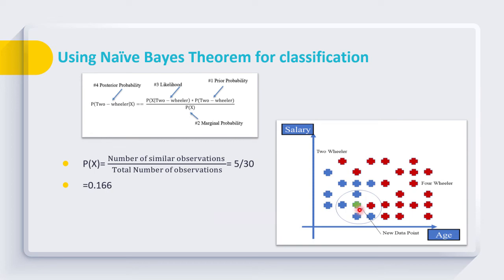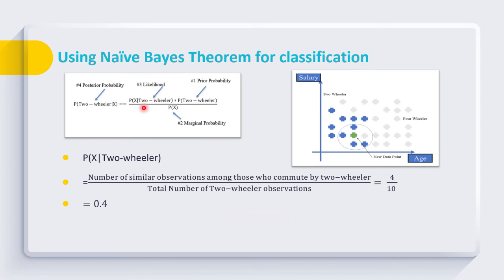Area of marginality can be considered as the area of neighborhood, which is similar to our new data point. And in this area we have 5 instances, while total are 30 instances. So its probability is 5 divided by 30, which is 0.166. So we have calculated the second point. Now in the next step we have to calculate the likelihood, which is probability of X given two-wheeler.